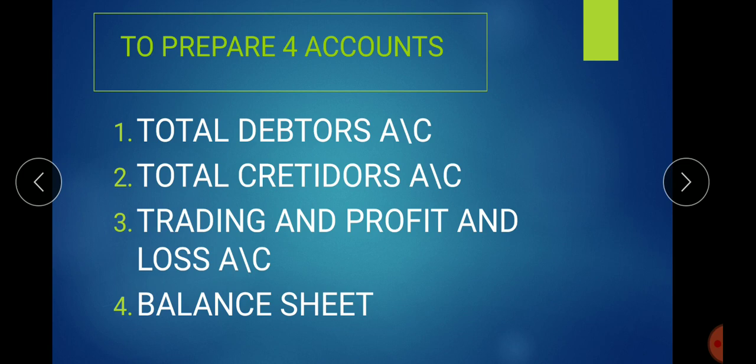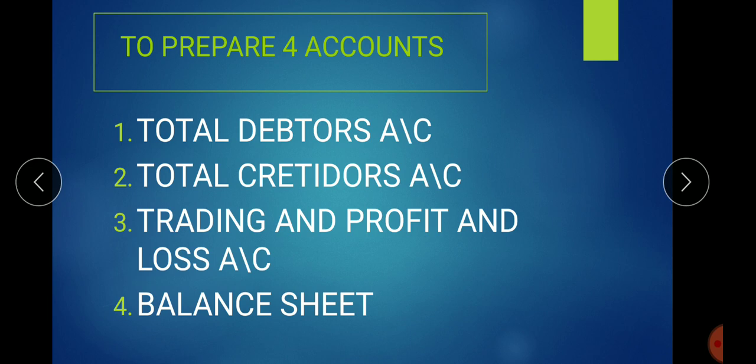This will give the credit sales. With the help of the format, find out the credit sales: on the left hand side enter all the payment items, and on the right hand side enter all the received items. Then second one, the total creditors account. The same format applies; I enter all the items and find out the credit purchase value.